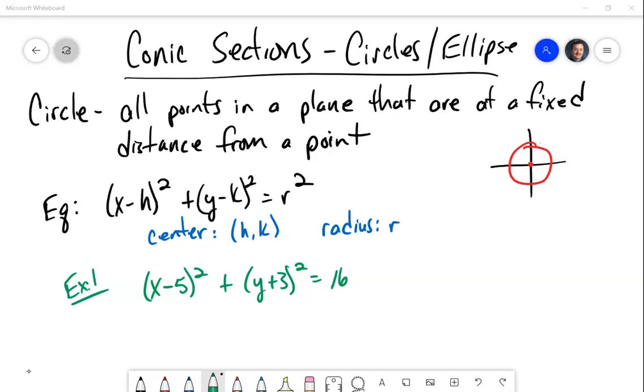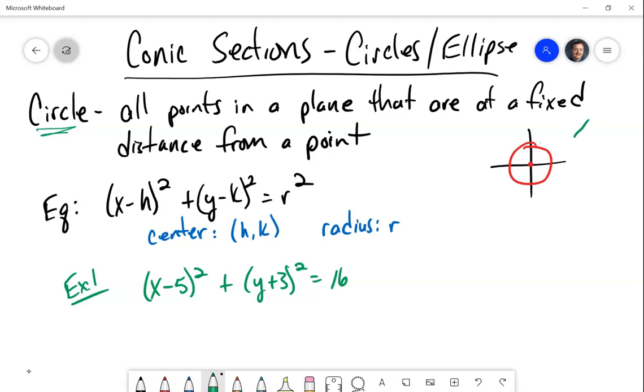Specifically, what is a circle? Well, a circle is simply all points in a plane that are at a fixed distance from a point. Now that sounds a little bit wordy, but if you really think about it, it makes sense. It is all points that are at a fixed distance from a point. In other words, it's all the points that are the same distance from another point.